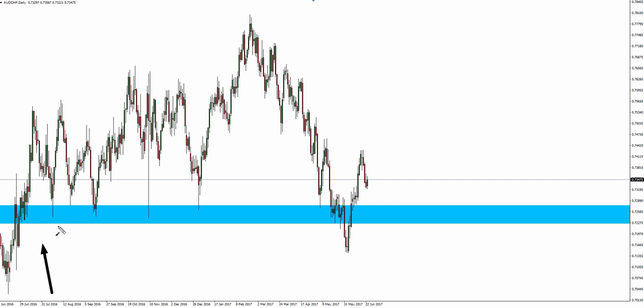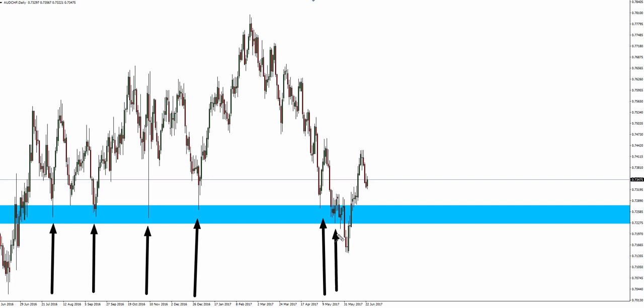Got a level here on the Aussie Swiss. It's been a big old level, even on the weekly chart. It's a daily chart, obviously. And what I want to pay close attention to is the price action in and around here.